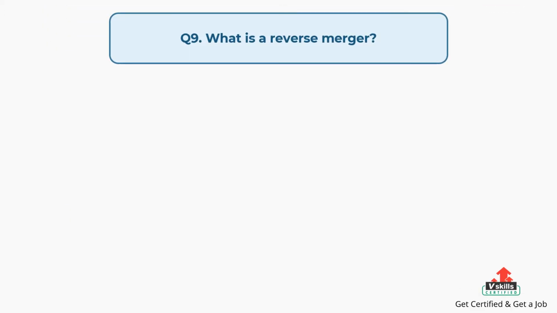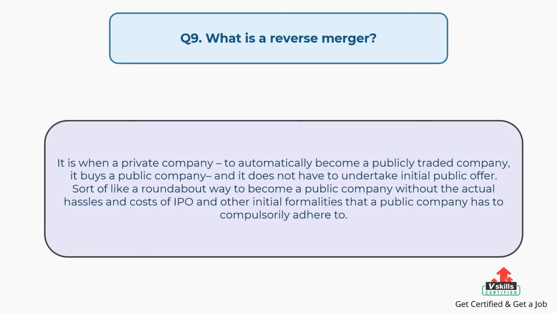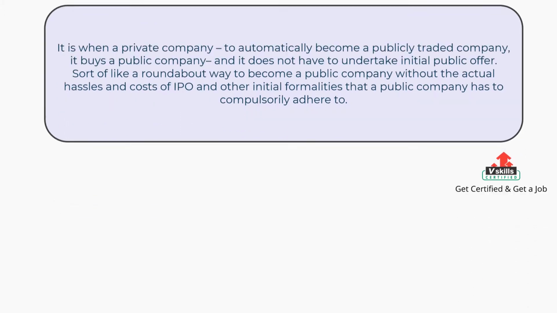Question number 9. What is a reverse merger? The answer is, it is when a private company, to automatically become a publicly traded company, buys a public company, and it does not have to undertake an initial public offer. Sort of like a roundabout way to become a public company without the actual hassles and costs of an IPO and other initial formalities that a public company has to compulsorily adhere to.